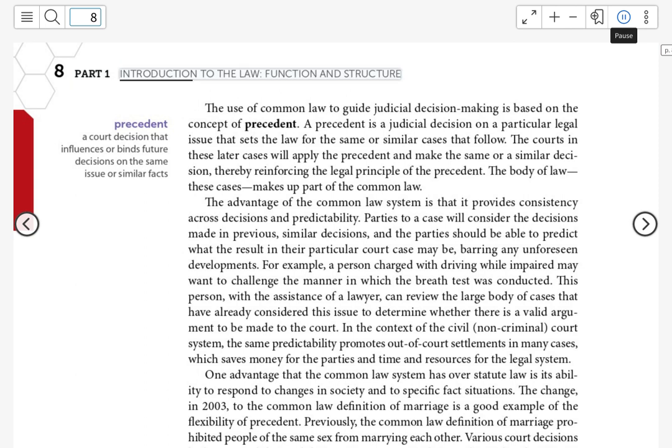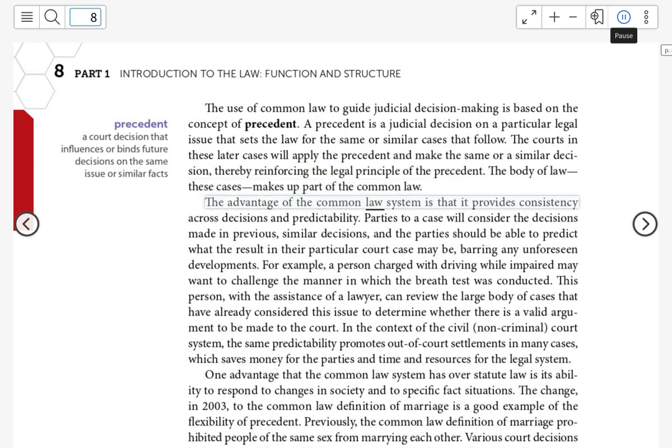Part 1: Introduction to the Law, Function and Structure. The use of common law to guide judicial decision making is based on the concept of precedent. A precedent is a judicial decision on a particular legal issue that sets the law for the same or similar cases that follow. The courts in these later cases will apply the precedent and make the same or a similar decision, thereby reinforcing the legal principle of the precedent. The body of law, these cases, makes up part of the common law.